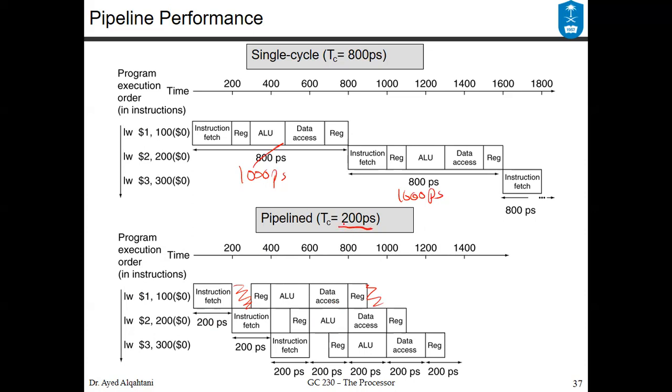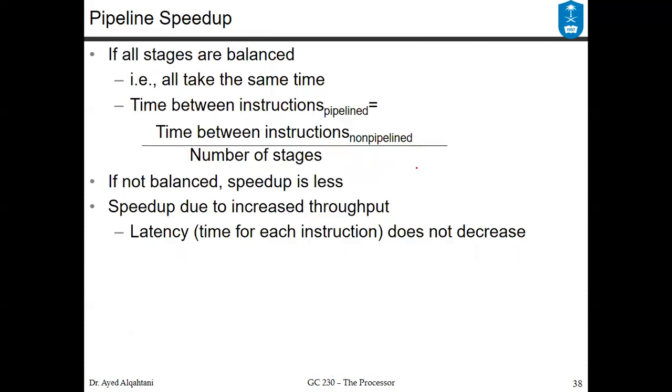So you can find this 200 picoseconds if you say, okay, I have the cycle time for the non-pipeline, which is 1000, and I just divide it by the number of stages, which is 5, and you get 200 picoseconds if you want to apply this formula. If they are not balanced, the speed up is going to be less. The speed up is due to increased throughput, and that's the idea of pipelining.